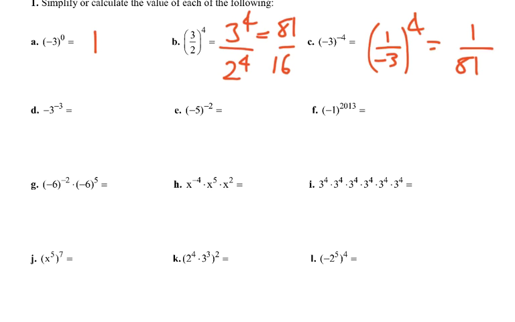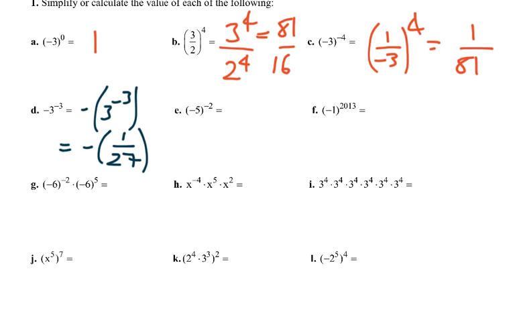D then, negative 3 to the negative 3. Now we've got to be careful with this. This negative then, it's the same as saying this. We're going to deal with the inside of the bracket first and then multiply it by negative 1. So we end up with negative 1 over 3 cubed, what's that, 27. And so that's our final answer, negative 1 over 27.